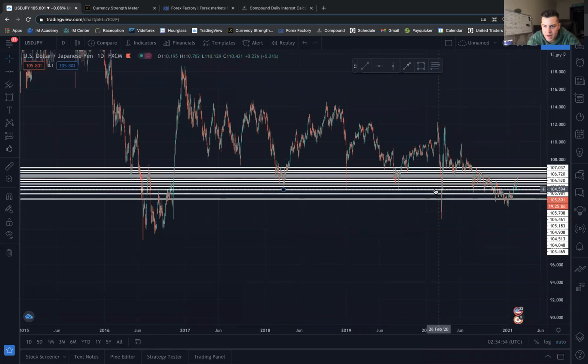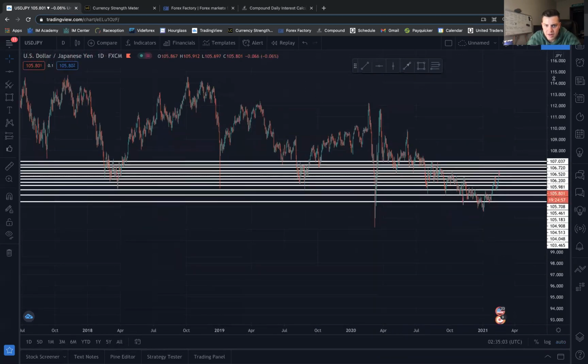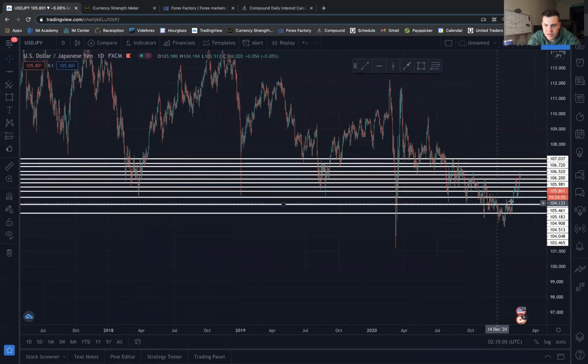If we just follow it all the way back, you can see, boom, right there, it's supported in the exact same spot. I don't know if you guys can see that, but you can see that history is repeating itself. Since it's supported there, that means right here it's supported, right here it's supported.